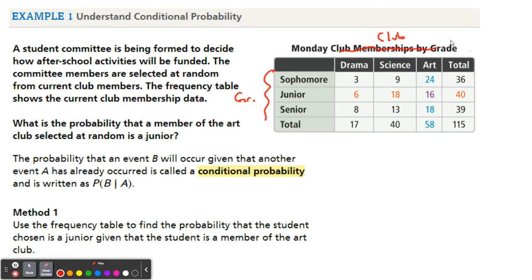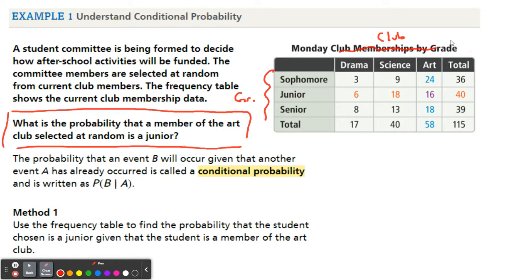So it says, what is the probability that a member of the art club selected at random is a junior? So this is the problem that we're doing. So what they're telling you is that this person is a member of the art club. This is given to you. We know that that is true, given. This is when you use conditional probability.